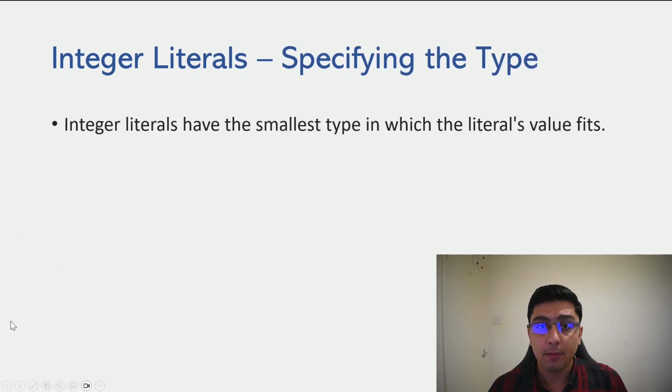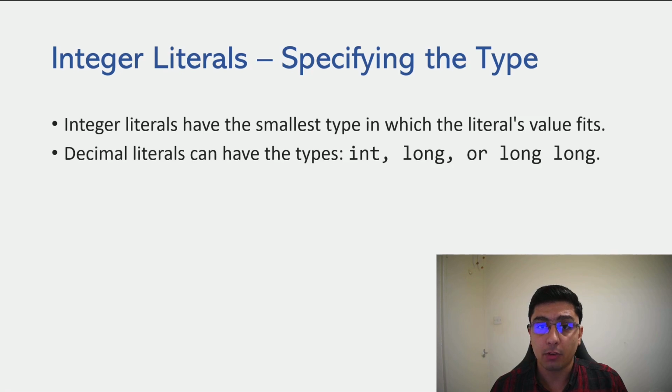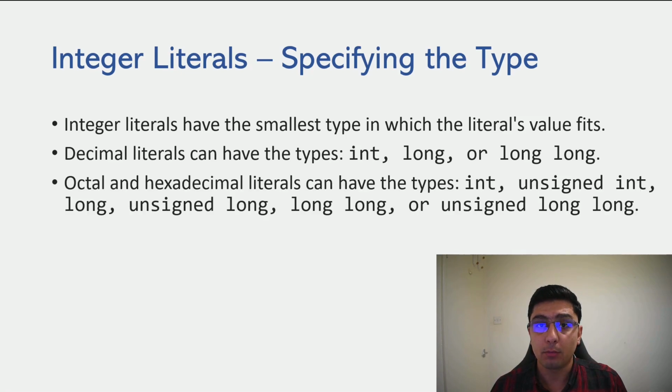The type of an integer literal depends on its value and notation. For decimal literals, they can have the types int, long, or long long, depending on the size of the value. Octal and hexadecimal literals have even more options. They can be int, unsigned int, long, unsigned long, long long, or unsigned long long.